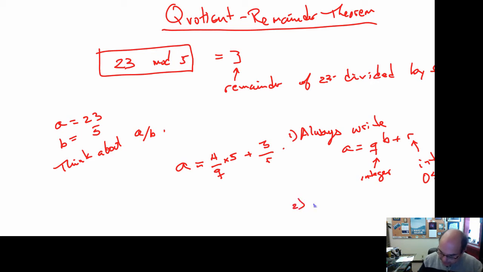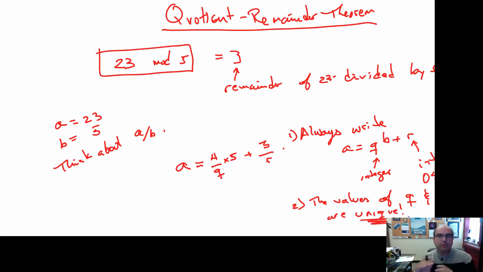The second thing that it tells us is that the values of Q and R are unique. That's really powerful, because that's what justifies us talking about the quotient and the remainder. We've actually used the quotient remainder theorem quite a bit in the past. We just used it intuitively, like we've laid it out here, and it's certainly a theorem that you can believe is true.